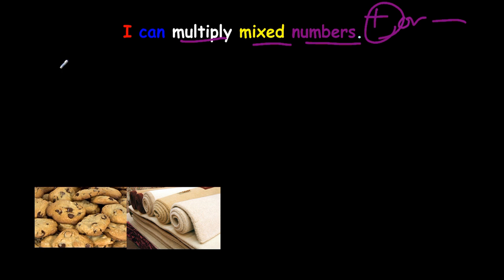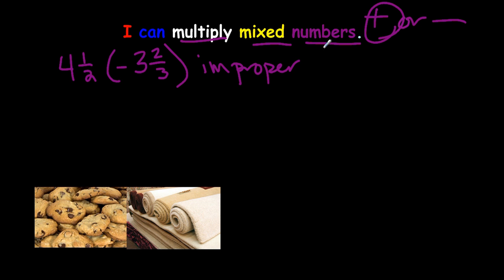I might have the mixed numbers 4 1/2 times a negative 3 2/3. So first thing that I'm going to do when I multiply mixed numbers is I'm going to go to improper fractions. Go ahead, change them up, make them both improper.